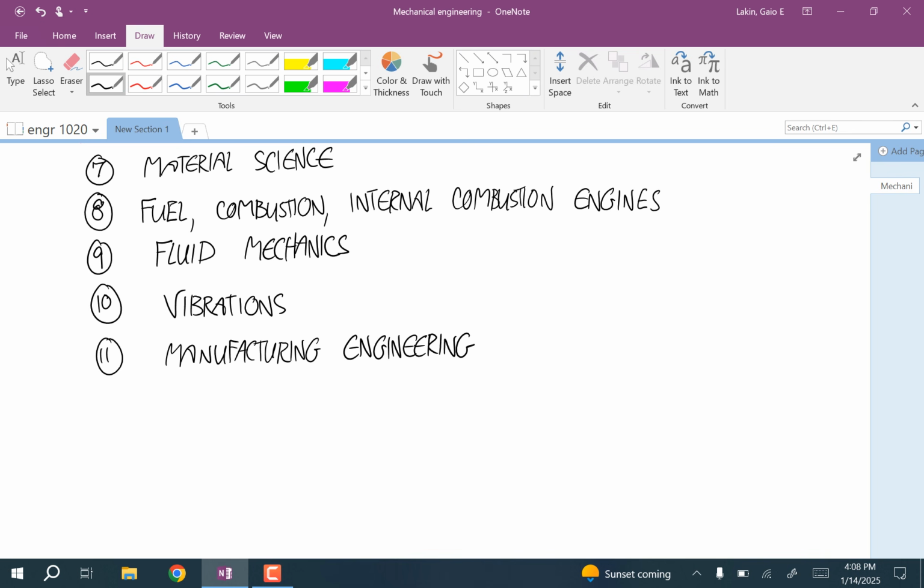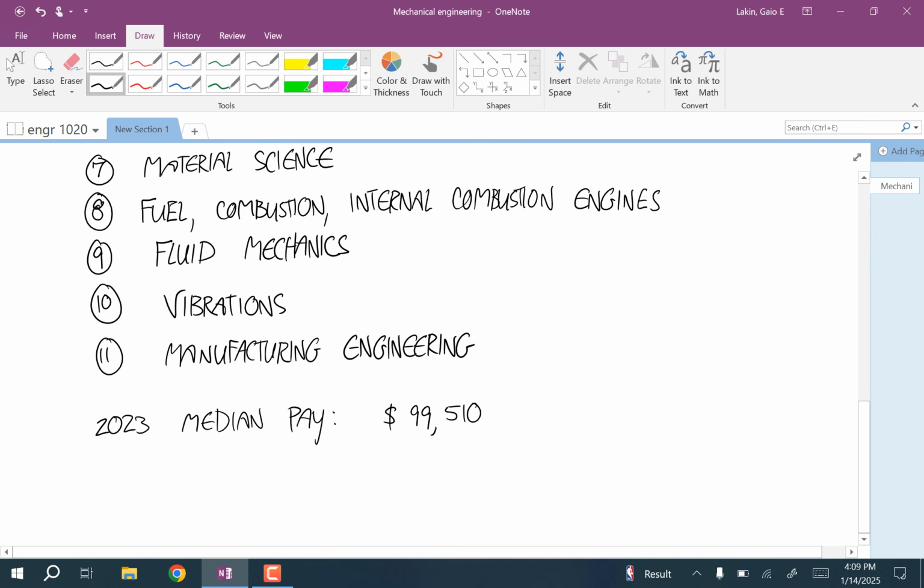The median pay for all engineers in all disciplines is about $102,000. For mechanical engineering, that median is about $99,000. I have it as $99,510. So half of the working engineers in America, I should say, make more than that, and half make less than that.